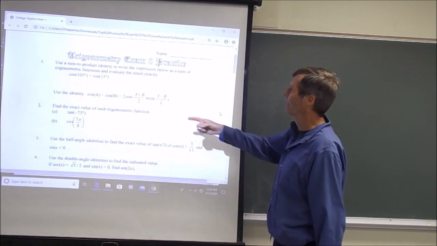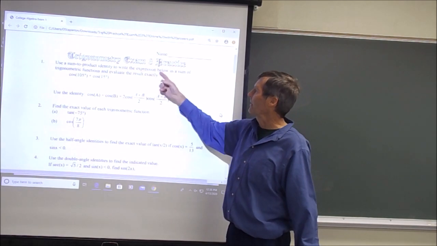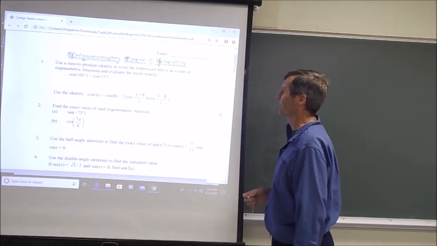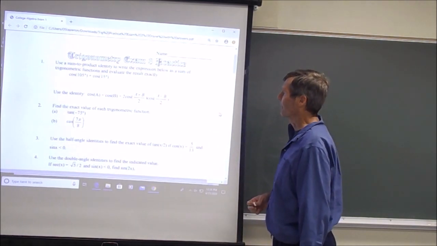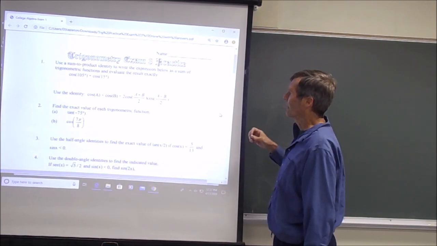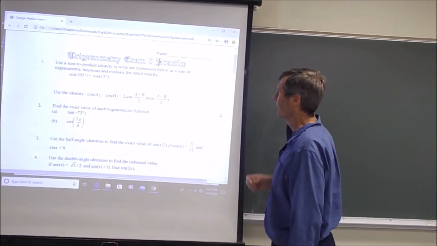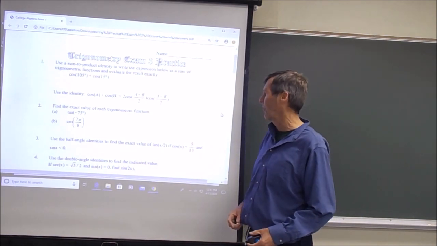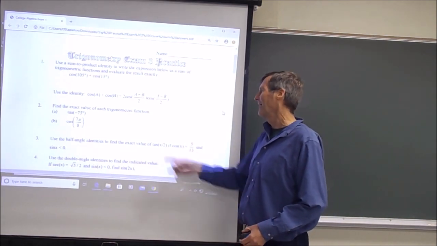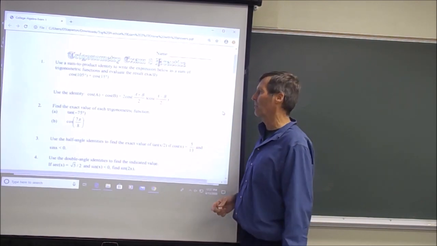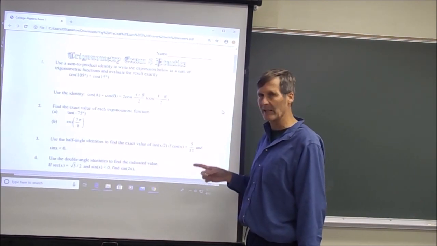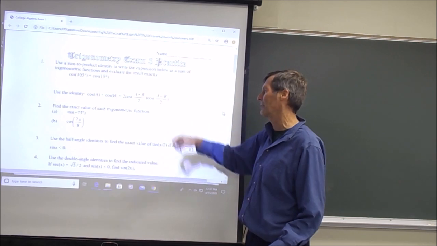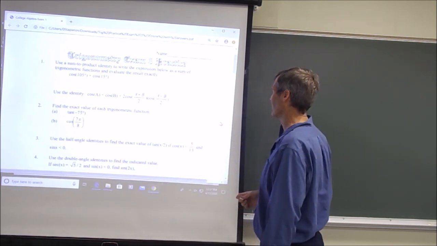So suppose I use the sum to product identities to rewrite this expression as a sum of trigonometric functions and evaluate the result exactly. Well, I'm going to have to give you the identity with it. I said you don't, actually the whole thing is open book this time. But on these, I don't expect you to memorize the sum to product and the product to sum identities anyway. All the others I want you to memorize, but these are not used as often.